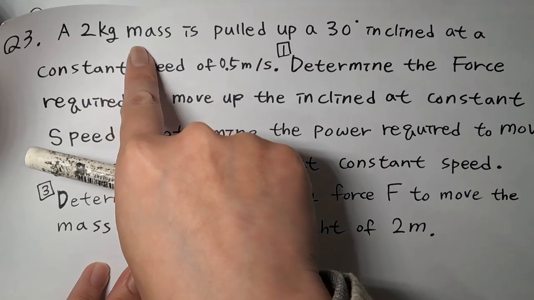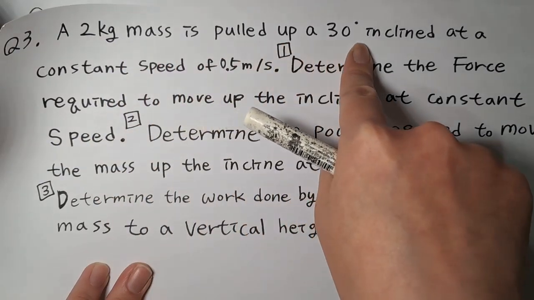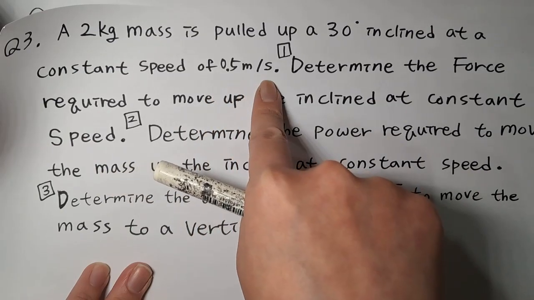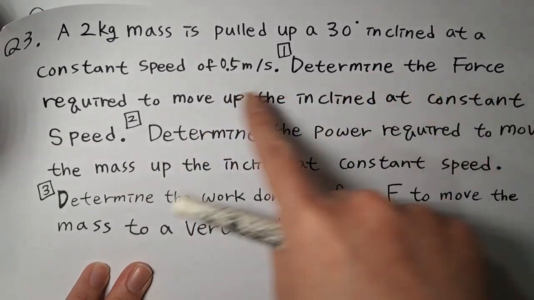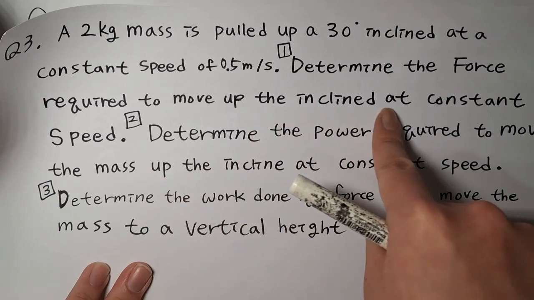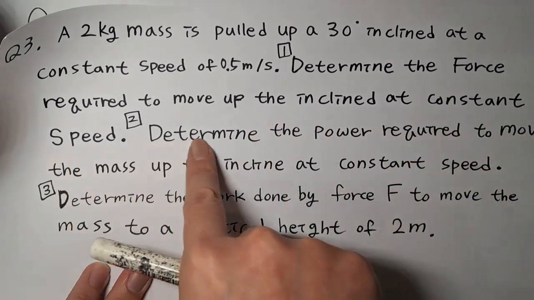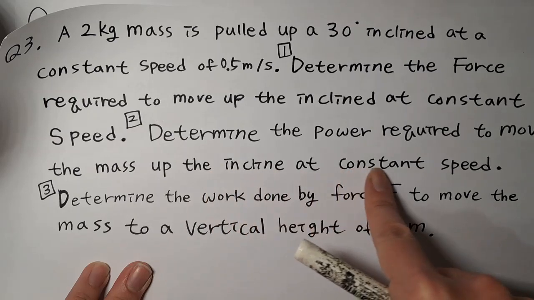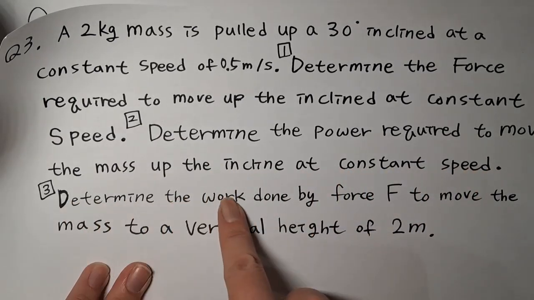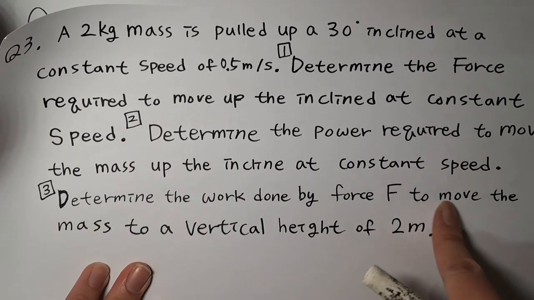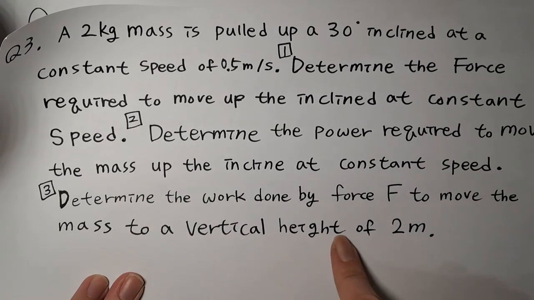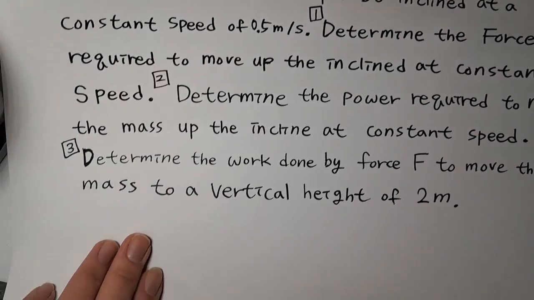A 2 kilogram mass is pulled up an inclined plane at a constant speed of 0.5 meter per second. Determine the force required to move up the incline at constant speed. Determine the power required to move the mass up the incline at constant speed. Determine the work done by force to move the mass to a vertical height of 2 meters.